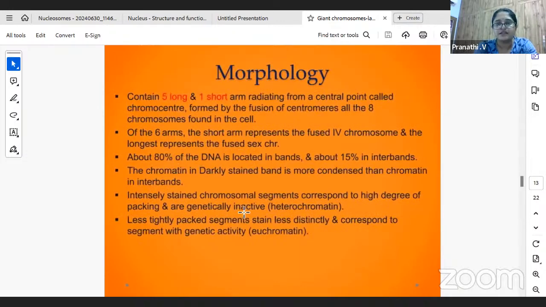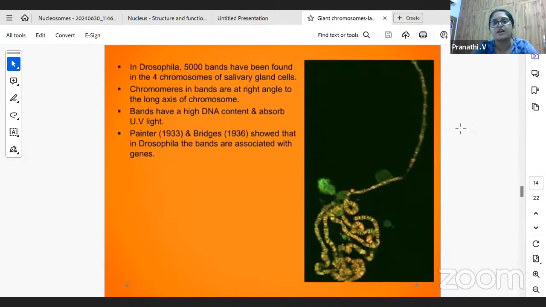So this is the structure of the polytene chromosomes. They are intensely stained with more condensation, darkly stained DNA bands, and less in the interbands. A high degree of packaging is present and they are heterochromatin, so genetically inactive because it is highly condensed. At the same time, the less packed DNA that is present is usually the euchromatin, genetically active. So this is how the, what do you call it?